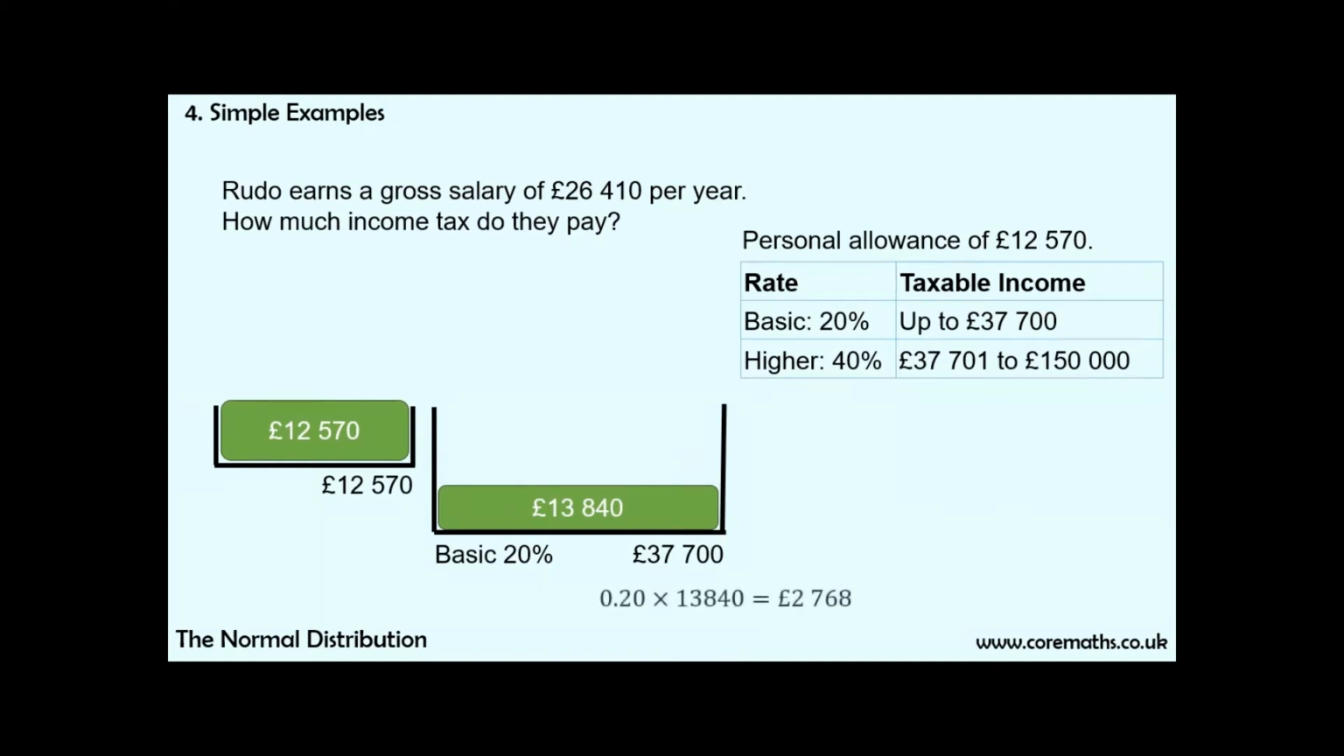It's a fairly simple calculation now. 20% of 13,840. And you might notice in what I've written there, I've put 0.20. Now I know that 0 is not really necessary. 0.2 is 20%, but I just find it helps people avoid confusion. 20%, 0.20. Put the 0 in if you like, don't put it in, doesn't matter. But my experience suggests that you're less likely to mess it up if you do that. And it turns out that for this case, Rudo is going to be paying £2,768 in income tax.